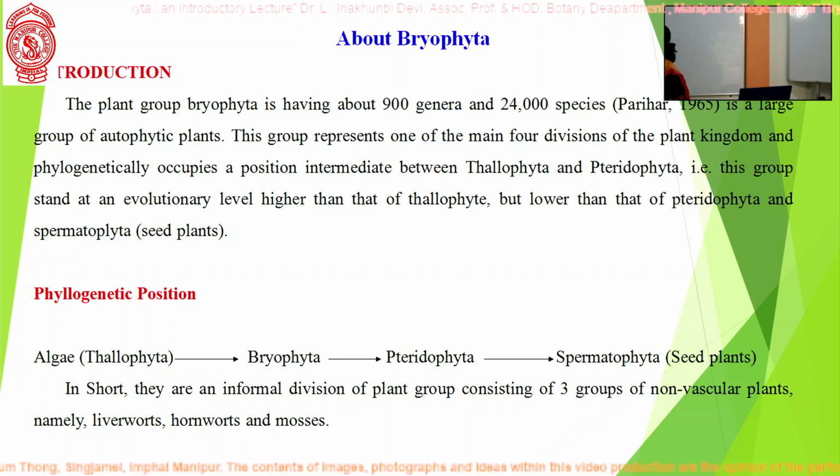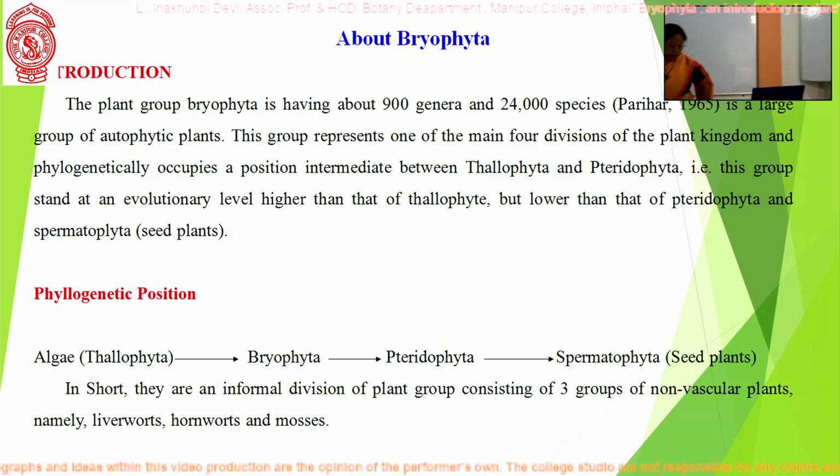So, the Bryophytes are, in short, an informal division of plant groups consisting of 3 groups of non-vascular plants, namely liverworts, hornworts and mosses. And here the non-vascular plants are those plants having no vascular tissues or no development of vascular tissues, and they are liverworts, hornworts and mosses, and this comprises the Bryophytic plants as a whole.